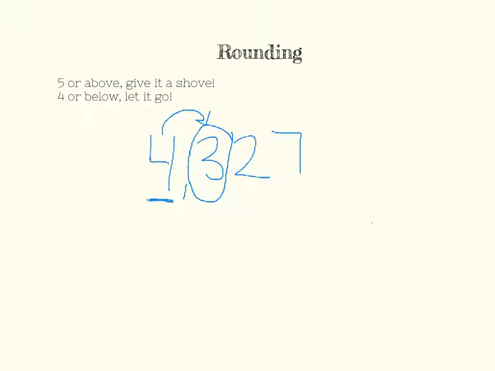Now this bossy neighbor is where our rhyme comes in. If the bossy neighbor is 5 or above, I'm going to give that 4 a shove. If the bossy neighbor is 4 or below, I'm going to let that 4 go. So we can see the bossy neighbor is 3. That's 4 or below, so the 4 in the thousands place stays the same. The bossy neighbor and all of the other digits afterwards change to zeros. So 4,327 rounded to the thousands place is 4,000.